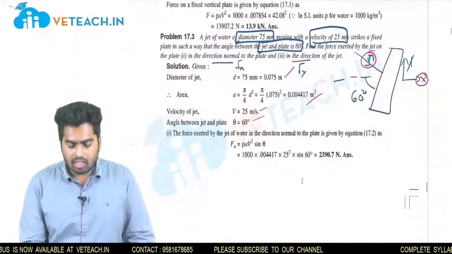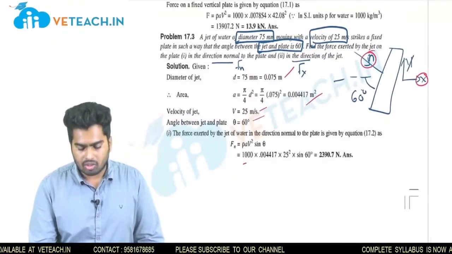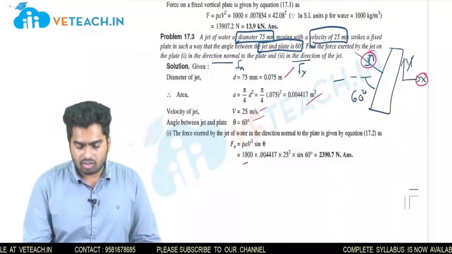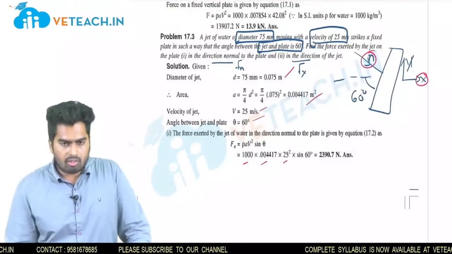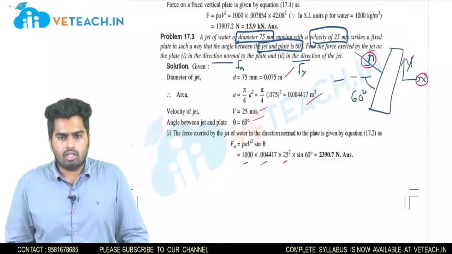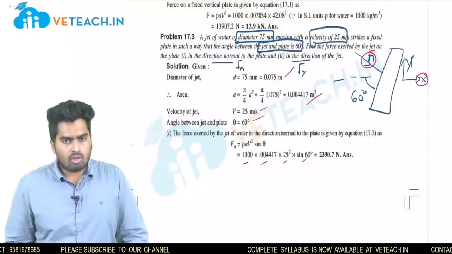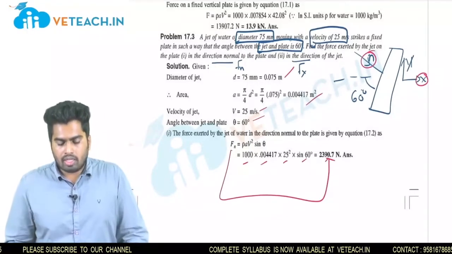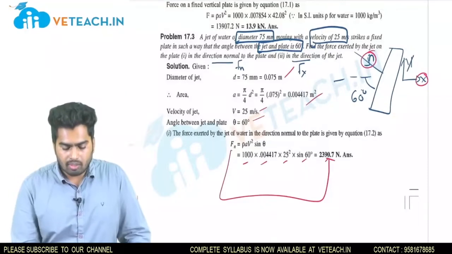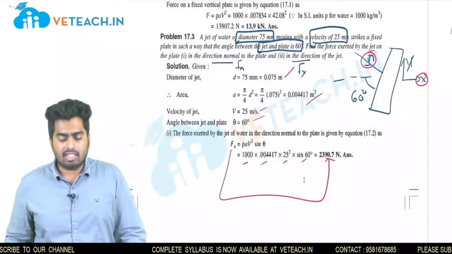If you see here, Fn equals rho a v square sin theta, where rho is the density of the water, which is 1000, a is the area, which is 0.004417 meter square, v is the velocity 25 meter per second, directly given in the question, and the angle is 60 degrees. So sin 60. If I solve, I will get the force exerted by the jet in normal direction as 2390.7 newtons, right? Similarly, we have to find the force on the jet in x-axis also.